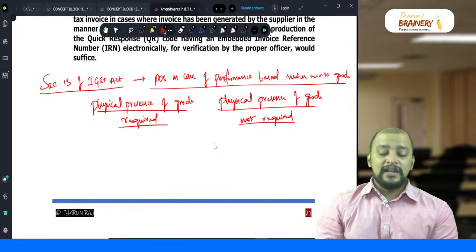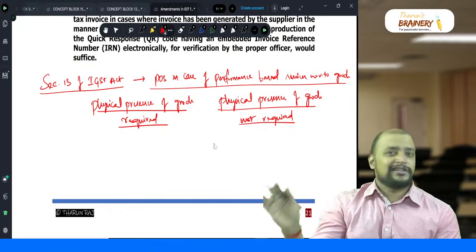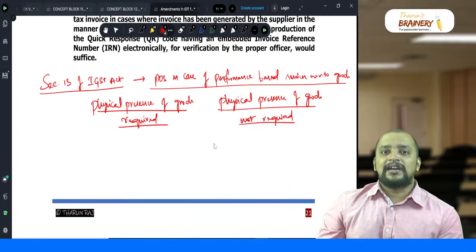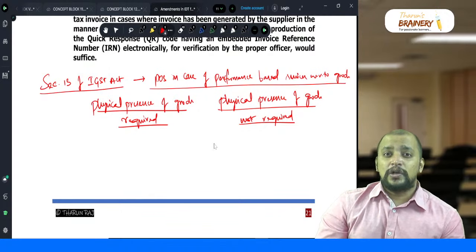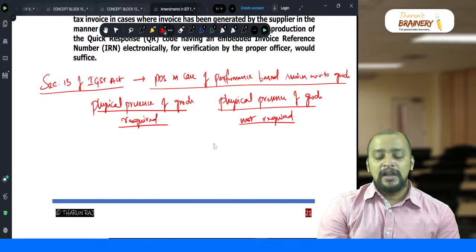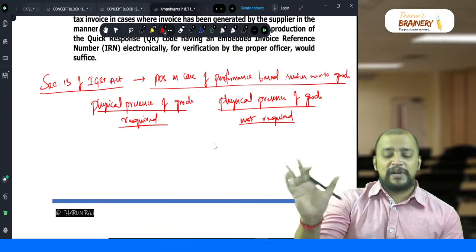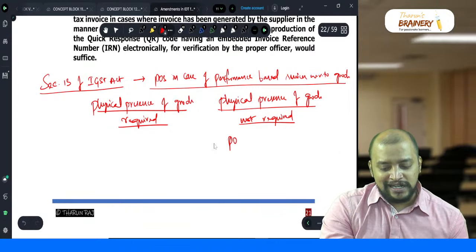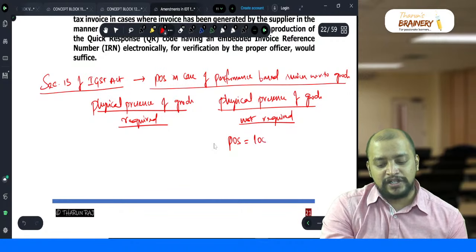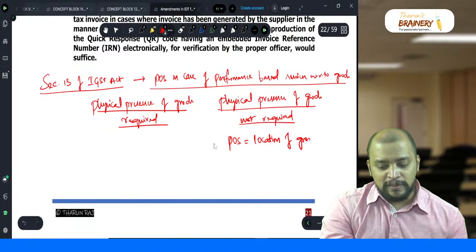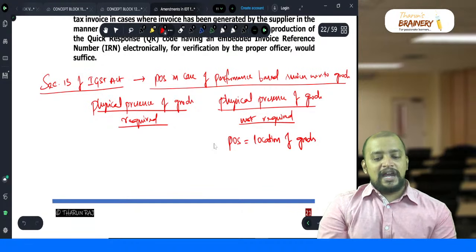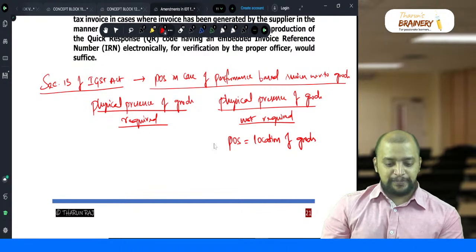If physical presence of the goods is not required, we will take the location of goods as the place of supply. So what will be taken as place of supply? Location of goods. No exception to this. Location of goods will be taken as the place of supply and there is no exception to this.